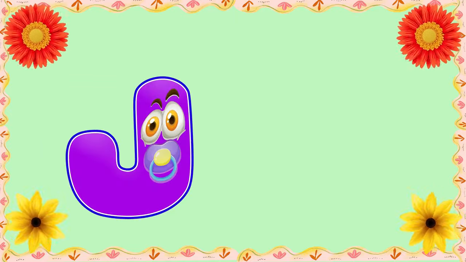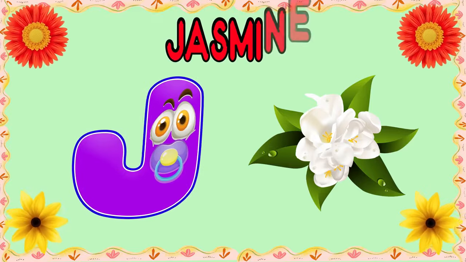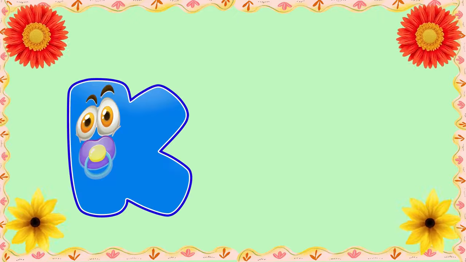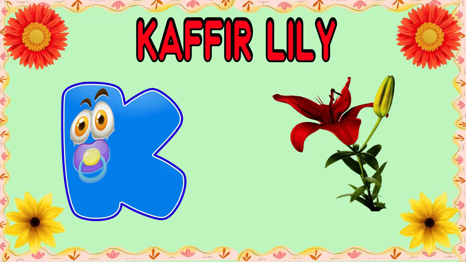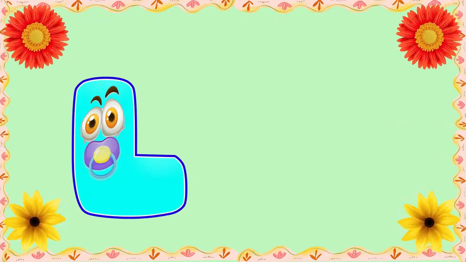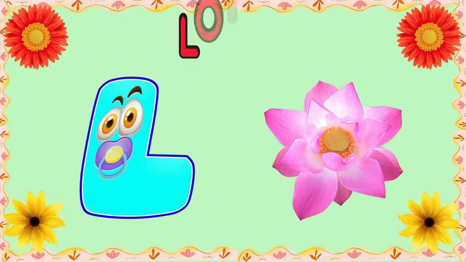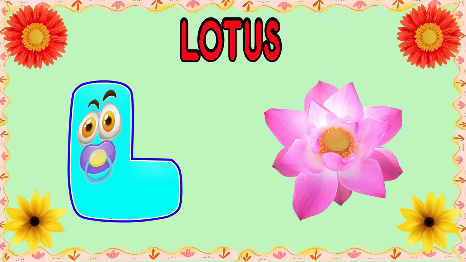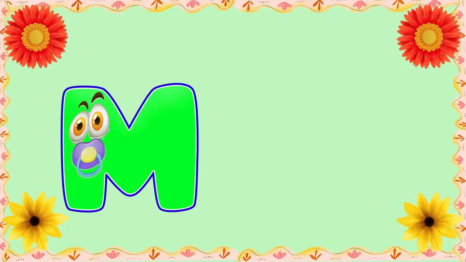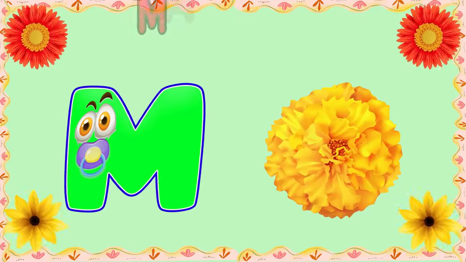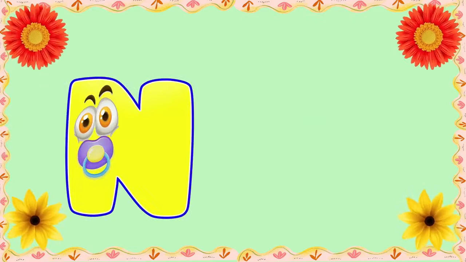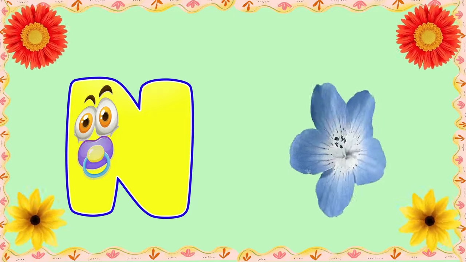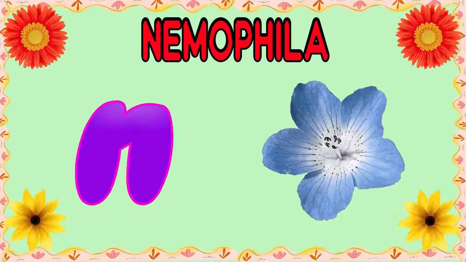J. J is for Jasmine. K. K is for Kaffir Lily. L. L is for lotus. M. M is for marigold. N. N is for nemophila.